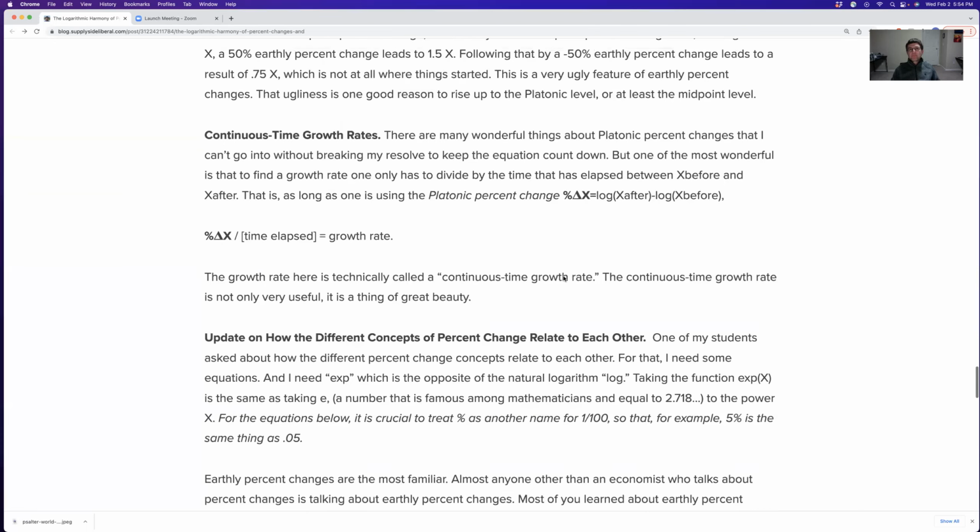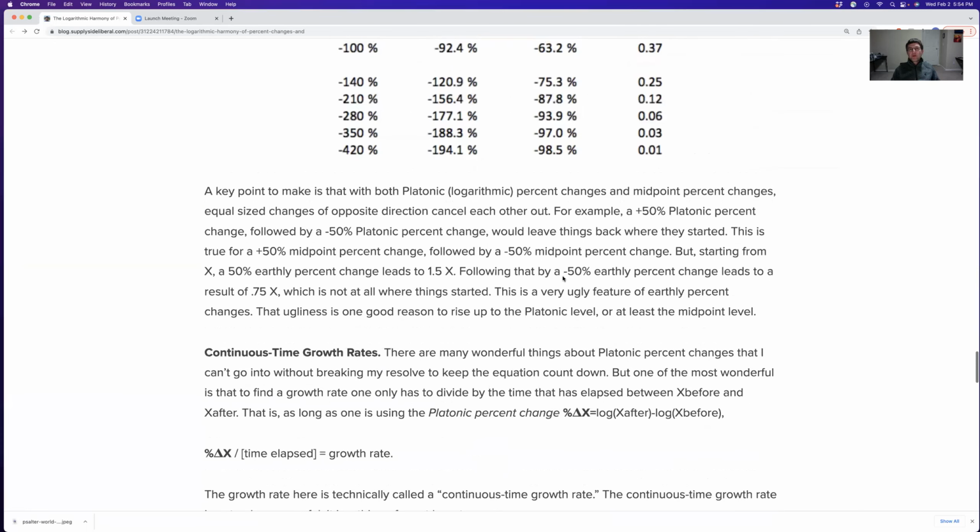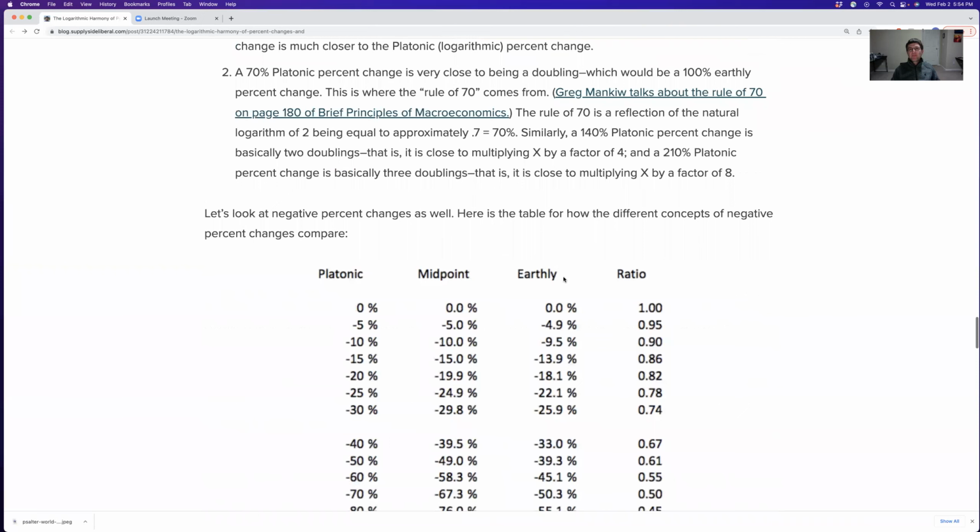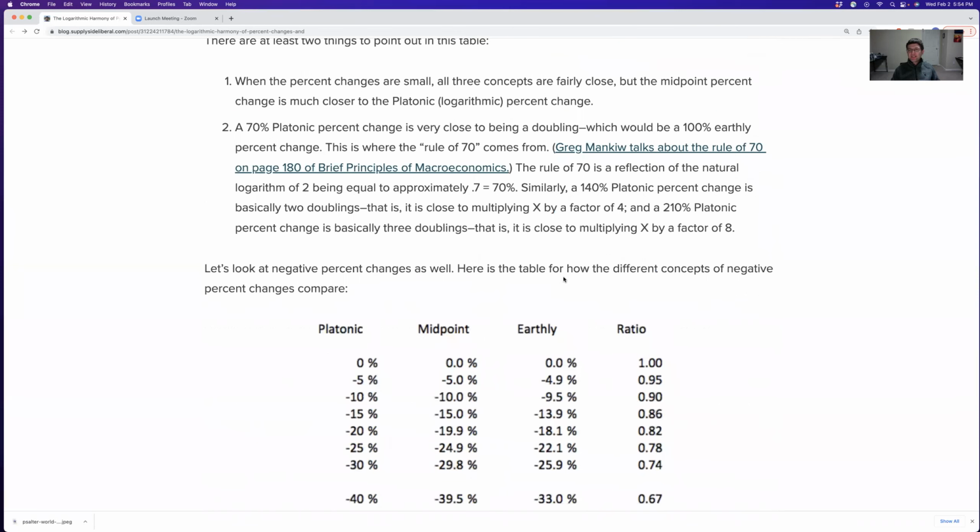And then for small percent changes, they're all the same, which is really, really nice. All right, that's it.